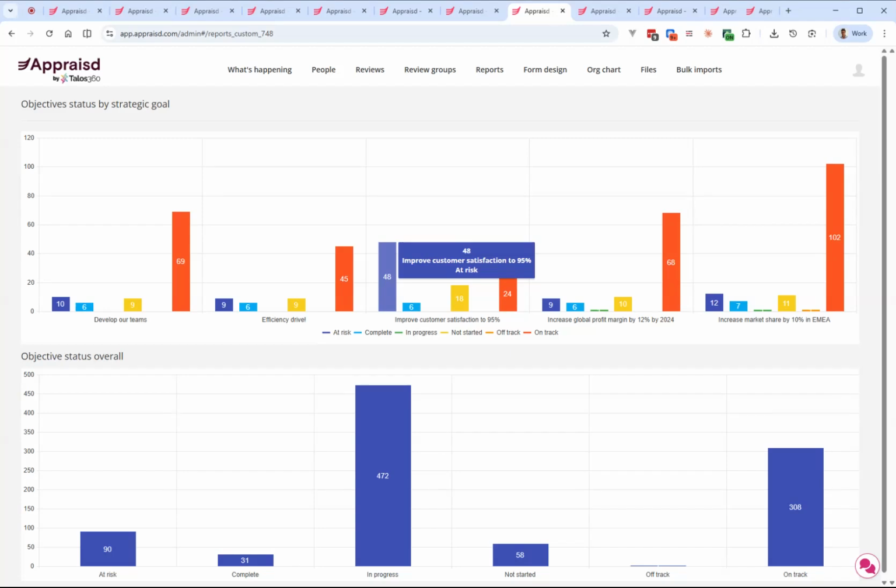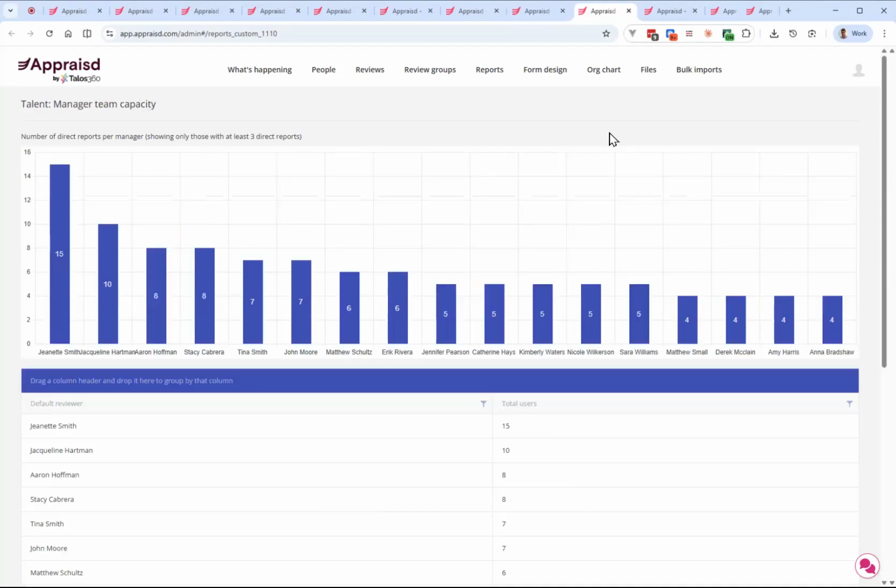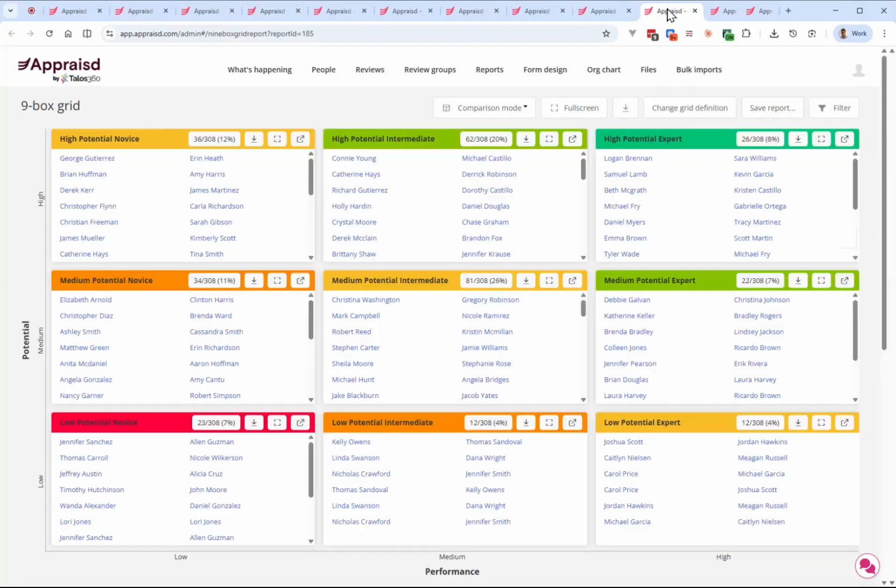So you might deduce that this overall company strategic goal of improving customer satisfaction is unlikely to be met unless you intervene. This chart simply shows you how many direct reports each manager has. It's a simple way of keeping an eye on manager capacity. We can see here that Jeanette has 15 direct reports, and we might consider that that might be too many, or we might want to go and investigate that team and see how that team is performing using the other Appraised tools to see if Jeanette is managing to successfully manage those people.